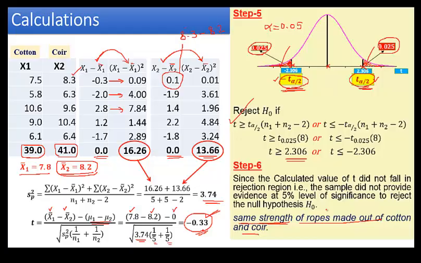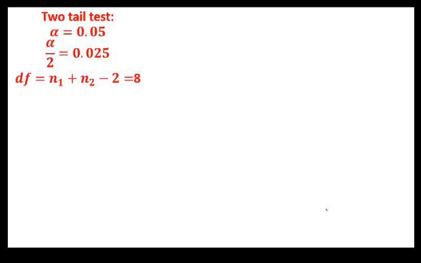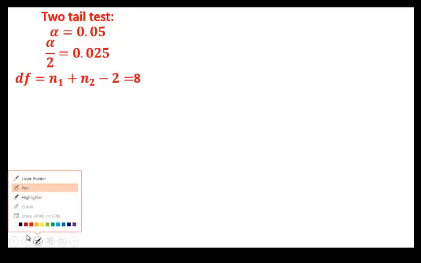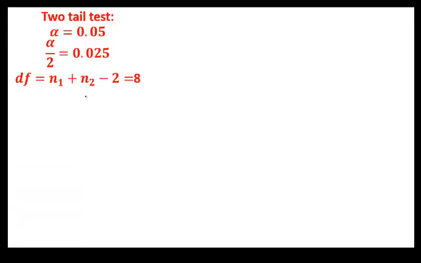So let us just see how this table value has been derived from the t table. As we already know, in the last example we had alpha as 5%, and if we divide that alpha by 2 we get 0.025. Now the degrees of freedom. So these three numbers are really important for getting the table value from the t table: alpha, and if it is a two-tailed test, alpha by 2 value, and the degrees of freedom.